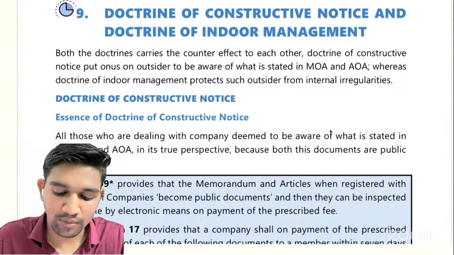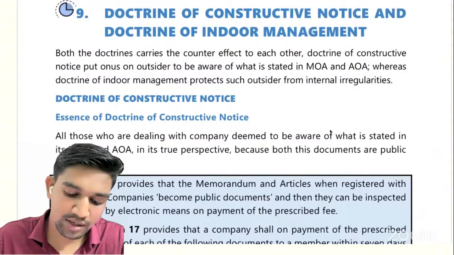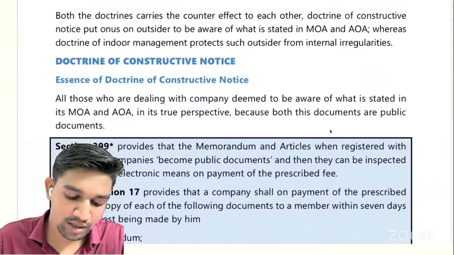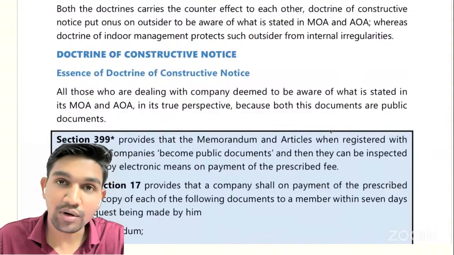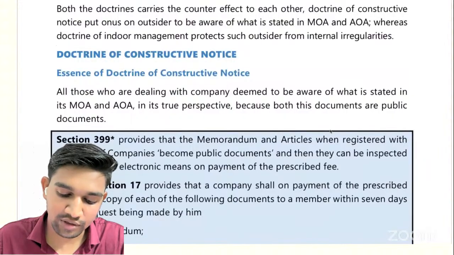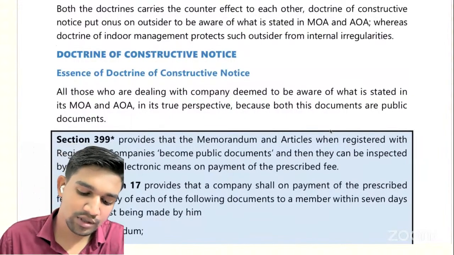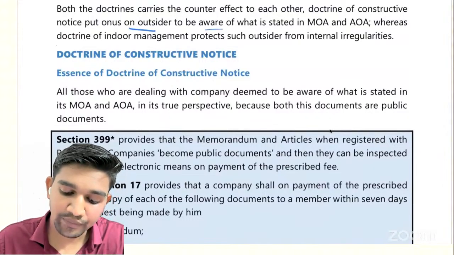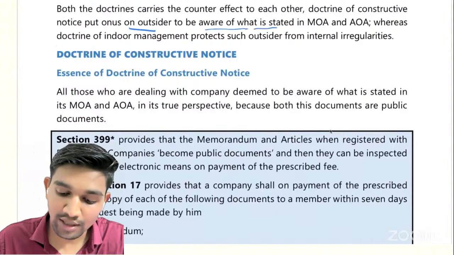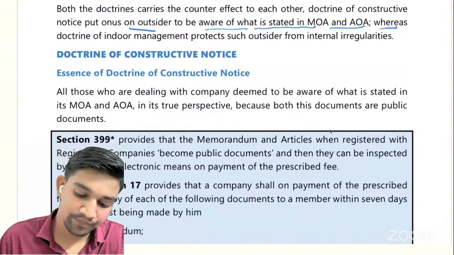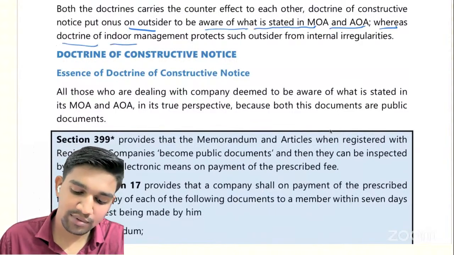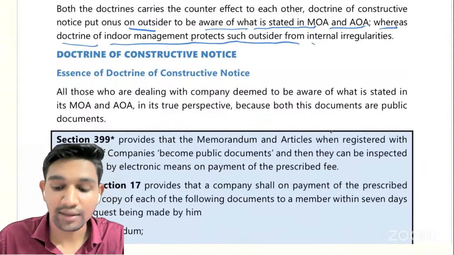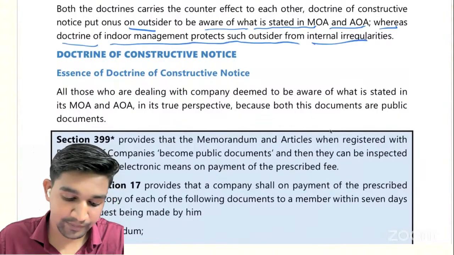First one is the doctrine of constructive notice and the doctrine of indoor management. Both doctrines carry the counter effect to each other. The doctrine of constructive notice puts the onus on the outsider to be aware of what is stated in the MOA and AOA, whereas the doctrine of indoor management protects the outsider from internal irregularities.